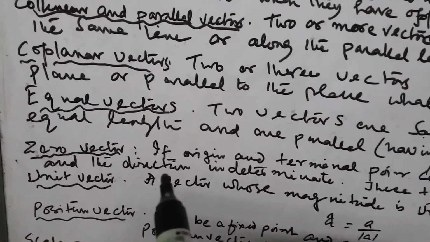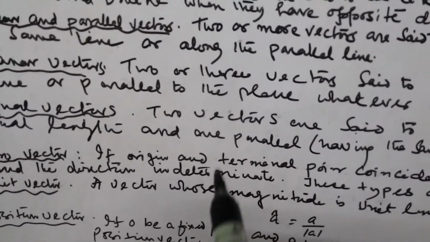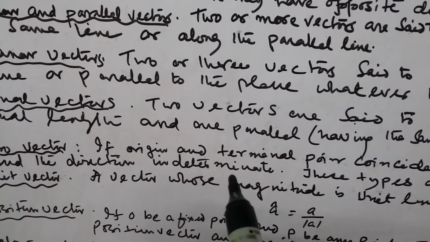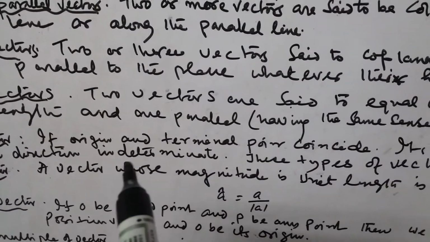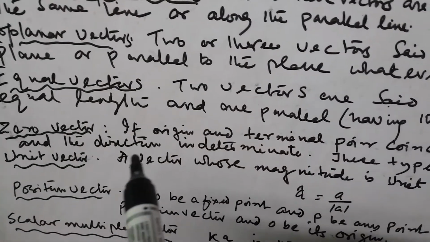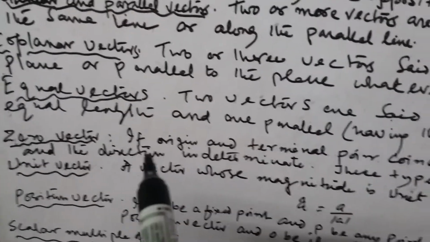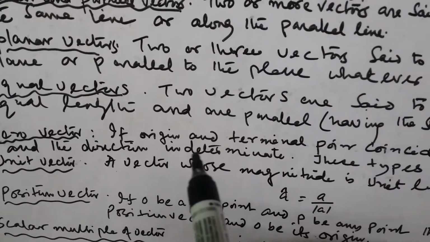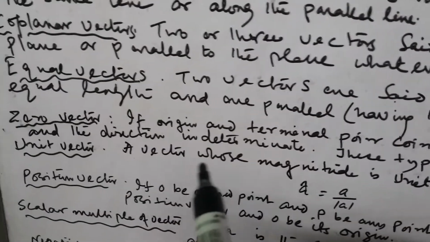Zero vector. If the origin and terminus point coincide, then that is a zero vector. Its magnitude is 0 and the direction is indeterminate. You cannot define its direction. This type of vector is a zero vector.